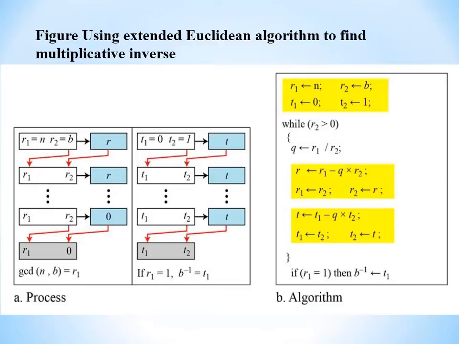The loop continues as long as R2 is greater than 0. Quotient Q is calculated as R1 divided by R2, that is, in the first case, n divided by B. R, our remainder, is calculated as R1 minus Q times R2. T is calculated as T1 minus Q times T2. And R1 is assigned R2, R2 is assigned R, T1 is assigned T2, T2 is assigned T. So this is how the algorithm works, and in the process you can refer to the figure.